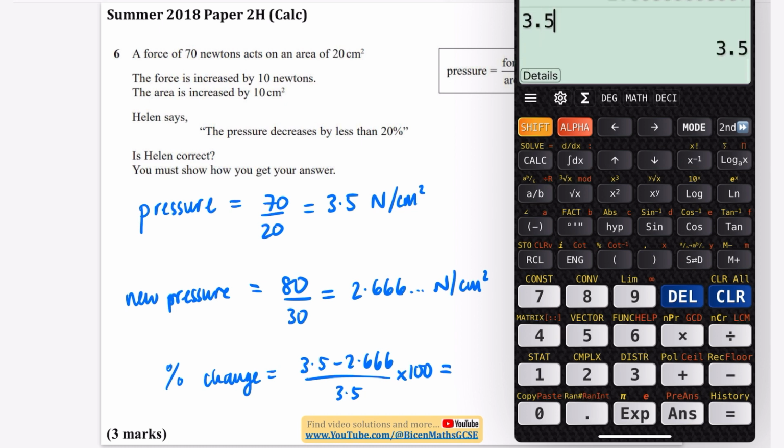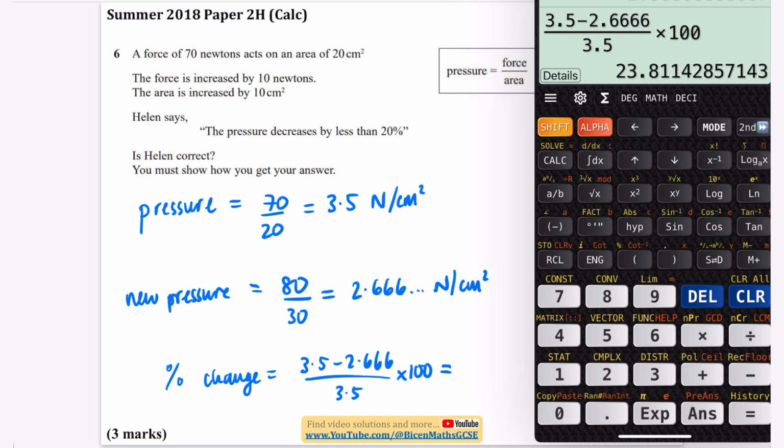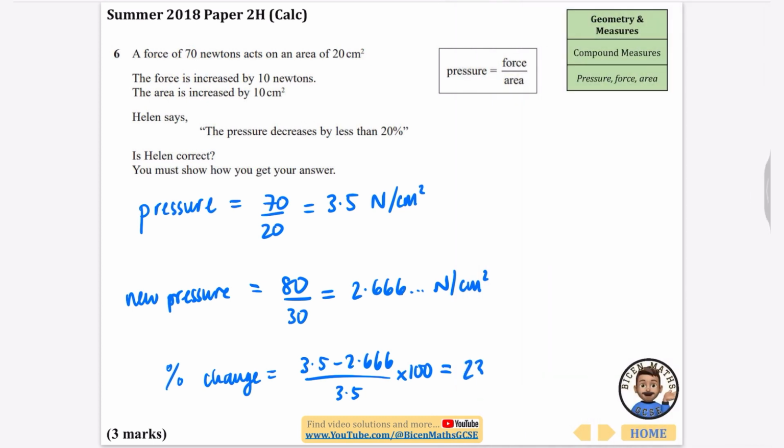So I'm going to find out the way that it changes. I'll do 3.5 minus 2.66, that's the amount of change that there is, and I'll divide it by the original, which is 3.5. I'll multiply that by 100, so it has decreased by 23.8%. So the decrease is a 23.8% decrease, and Helen says that the pressure decreases by less than 20%, so she's wrong. Helen is wrong, it is more than 20%.